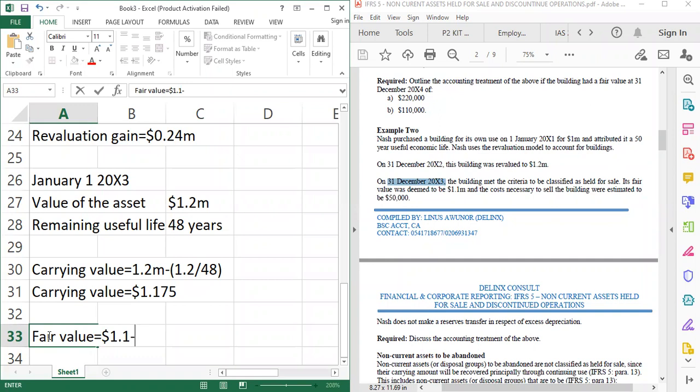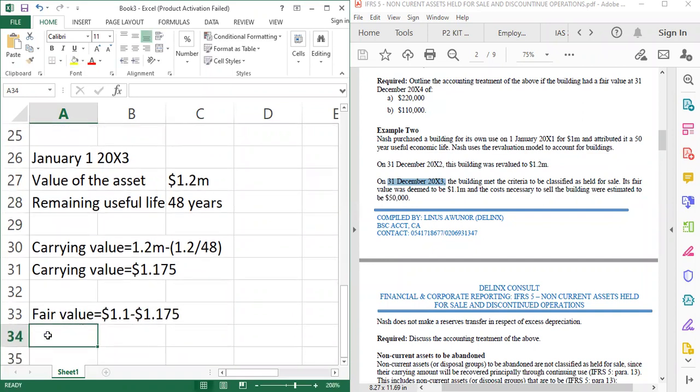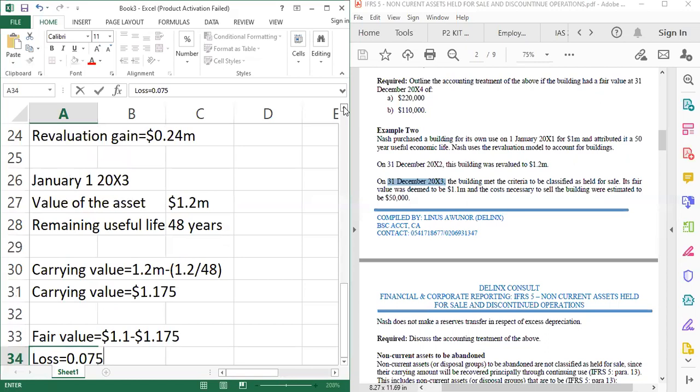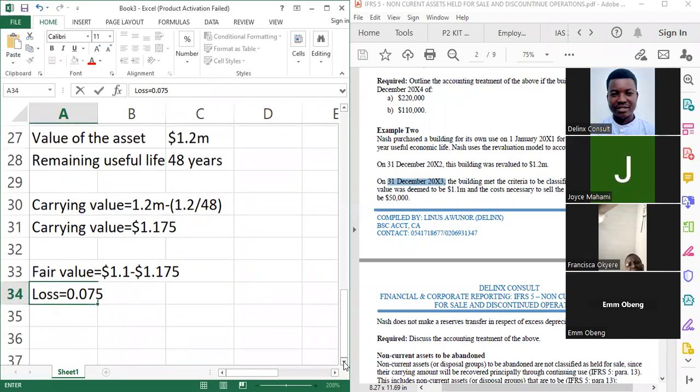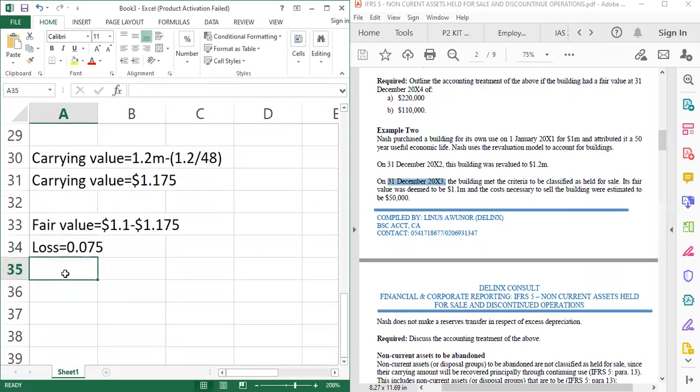1.1 minus 1.175. What will be the difference? 0.075. So a loss of 0.075. This loss will go and you subtract it from the initial gain of 0.24. Okay, so we have revalued the asset, then we now classify it.